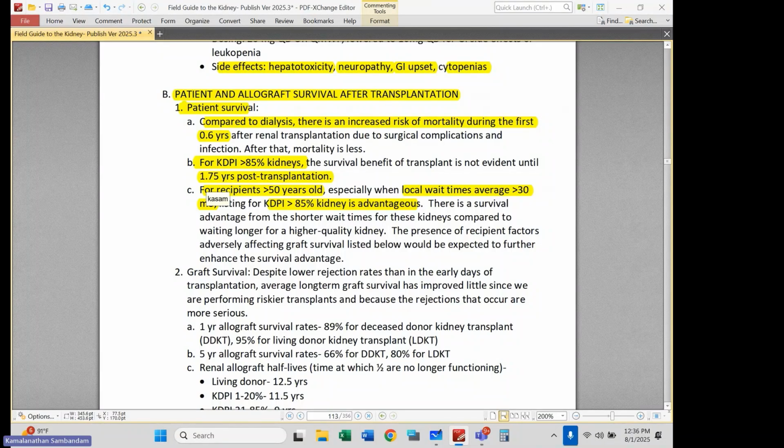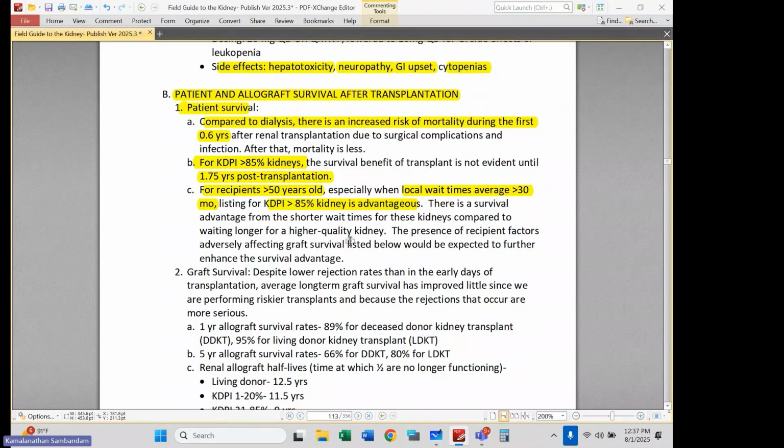Okay. Let's look at the other side of the coin. If you're a young patient, right, with, let's say, IgA nephropathy, with no other comorbidities, you're 40 years old, and the wait time is going to be 4 years, you should tell your patient, probably don't want to go listing for a high KDPI kidney, okay?